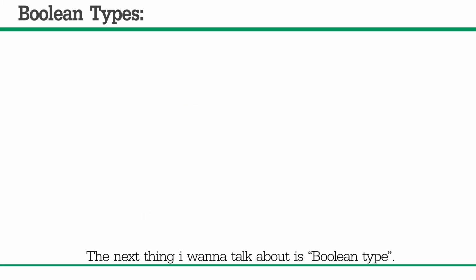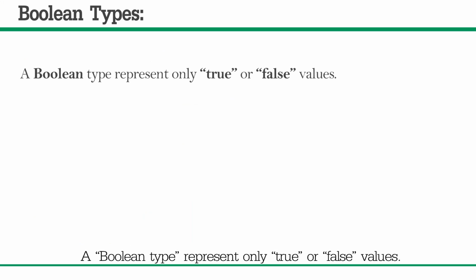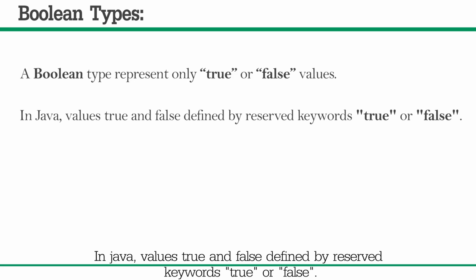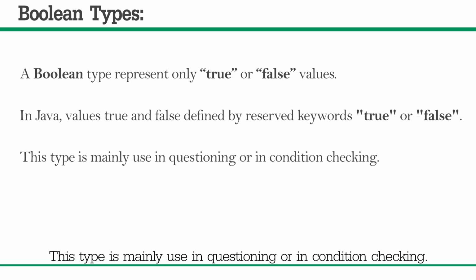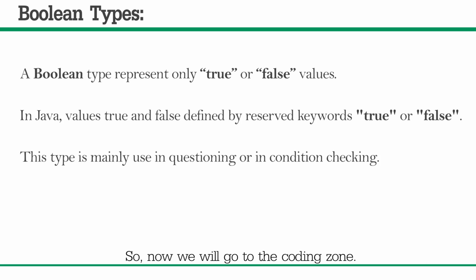The next thing I want to talk about is Boolean type. A Boolean type represents only true or false values. In Java, the values true and false are defined by the reserved keywords true and false. This type is mainly used in questioning or in condition checking. So now we will go to the coding zone.